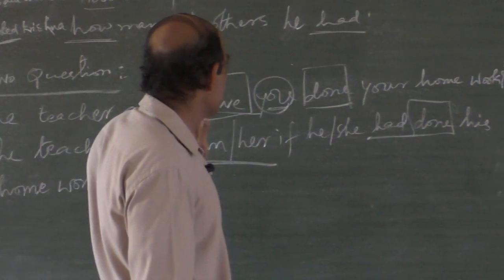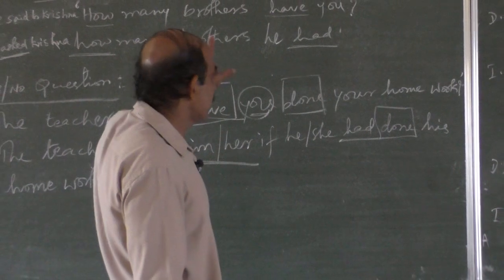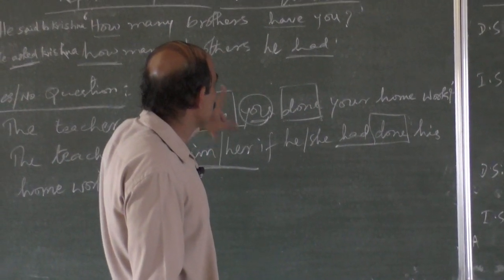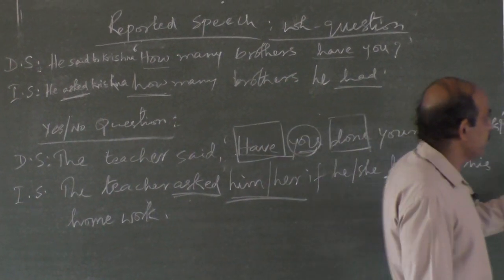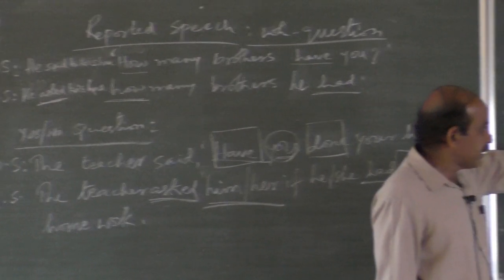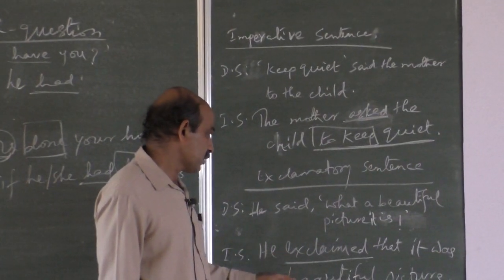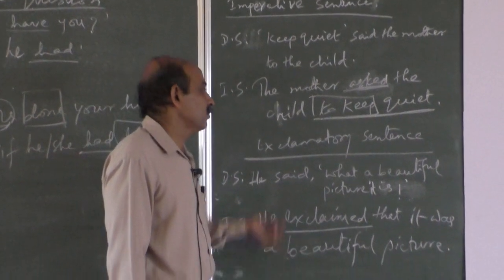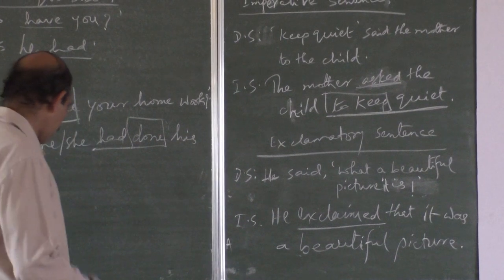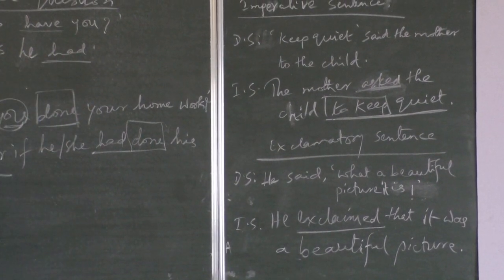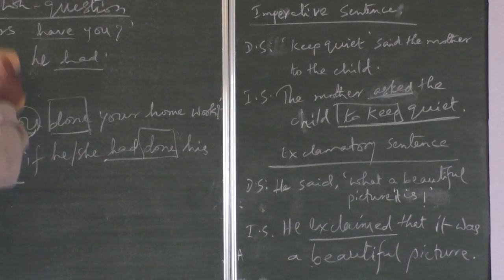direct to indirect that has been changed. If it is present, that has been changed to past in the yes or no question and in the WH question, both. And in the case of imperative sentence, tense doesn't change except the reporting verb. It has been changed to infinitive construction. And in the case of exclamatory sentence, what is present, that has been changed to past. So think of all these rules once again, and let us go to some examples from the text itself.